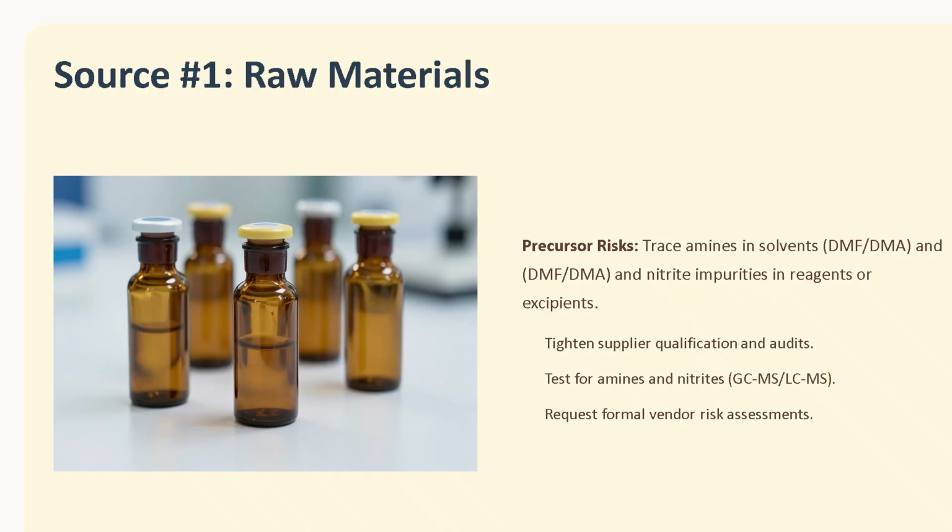Let's begin at the source, your raw materials. Even when materials meet specifications, they can still carry trace levels of amines or nitrites. For example, solvents like DMF or NDMA may contain residual amines, while reagents or excipients might introduce nitrite impurities. Individually, these seem insignificant, but together, they can trigger nitrosamine formation later in the process. So the key here is control. Strengthen your supplier qualification. Perform targeted testing using techniques like GC-MS or LC-MS, and always request a formal risk assessment from vendors.